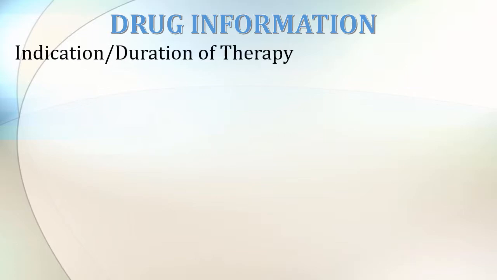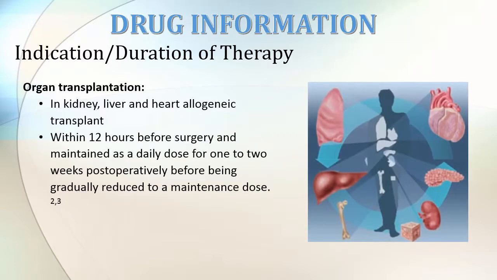So what exactly is cyclosporin A used for? Its number one indication is in organ transplantation. Neoral is used for the prophylaxis or delay of organ rejection in kidney, liver, and heart allogenic transplant. When you use cyclosporin for this indication, you must use it within 12 hours before surgery and maintain a daily dose for 1 to 2 weeks post-operatively before being gradually reduced to a maintenance dose, which is a dose you'll be on for the rest of your life as long as you have that organ in your body.